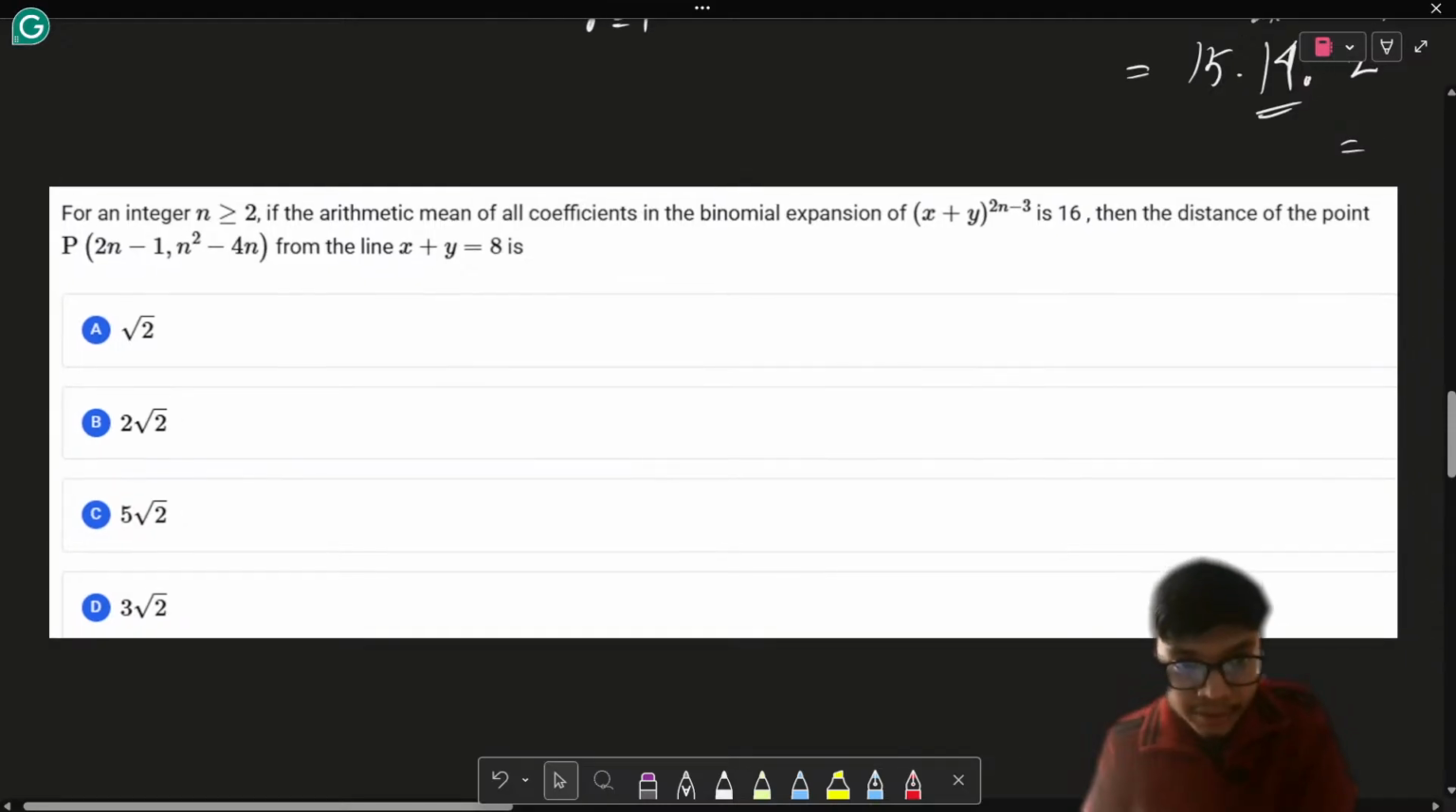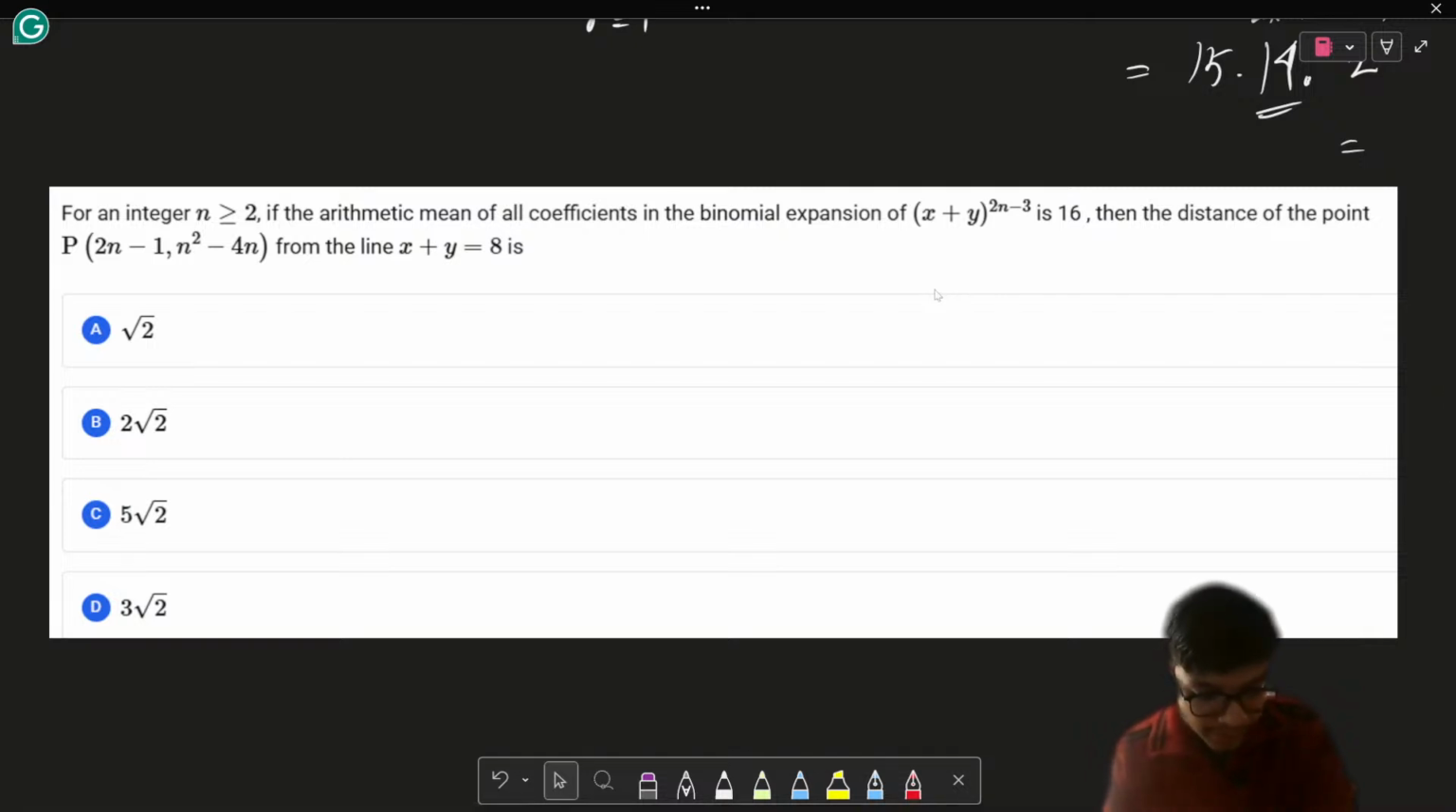Now this problem is also a very interesting problem. Again, it has combined the question of binomial expansion with the question of straight line. So you have to find out the distance of a point from this line after you found out the value for n, right? So it is just simple manipulation in the question that you have to do. Okay, try it out. Everyone, try to solve this problem.